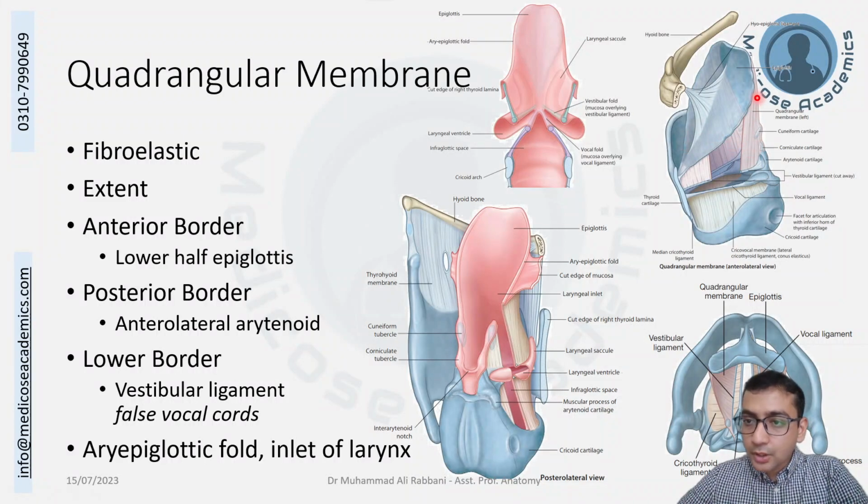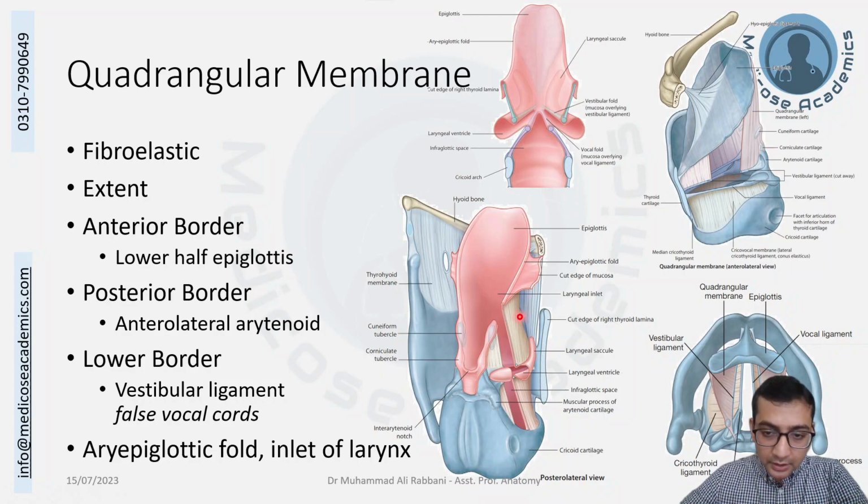So this is the quadrangular membrane, and let us see it in these pictures in the Gray's Atlas also. So here is the quadrangular membrane shown attached. Let's just focus on this picture first. It's a fibroelastic membrane. It is attached anteriorly to the whole of the epiglottis. Posteriorly, it is attached to the arytenoid cartilage, and the lower end is attached to the arytenoid cartilage here and the thyroid cartilage here. And in between them, this free hanging margin is known as the vestibular fold, the false vocal cords.